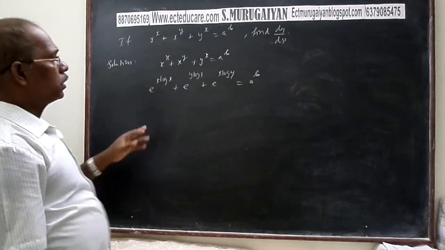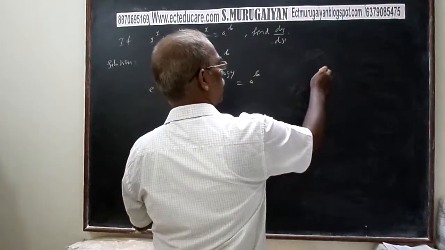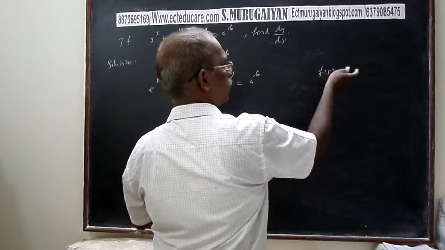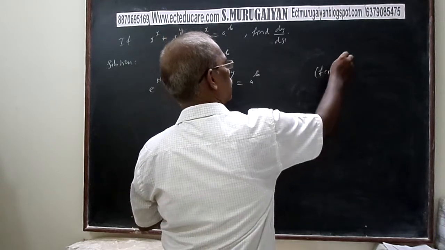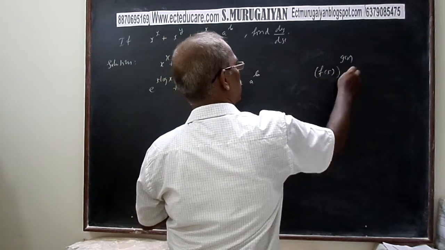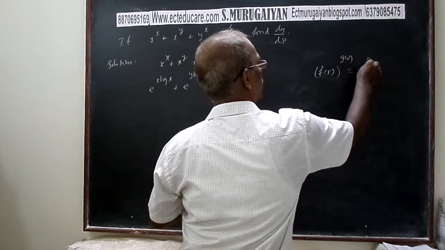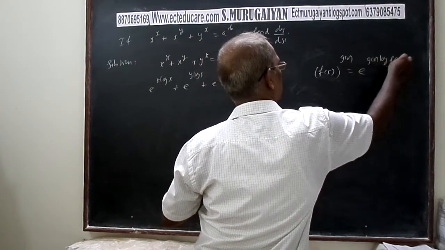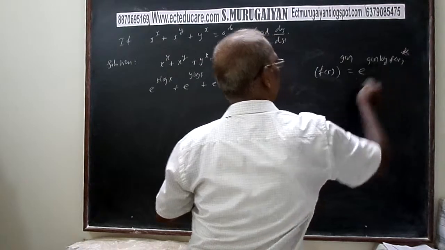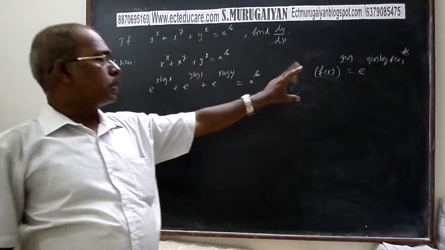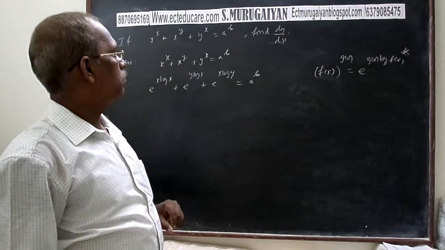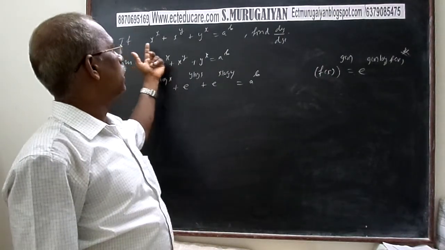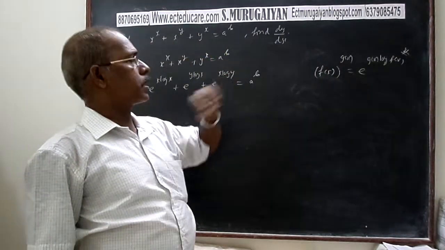Okay, so understood? Once again, I will give you the conversion formula. F of x whole power g of x is e power g of x times the log of the base, that is f of x. It is a very important and most convenient conversion to differentiate any implicit type of function.